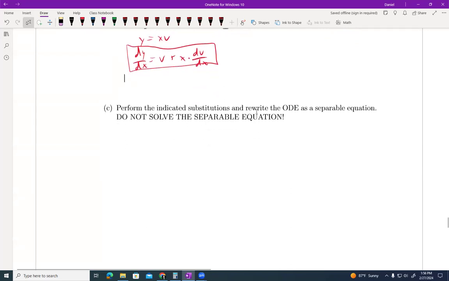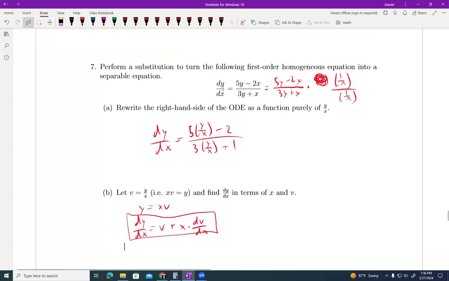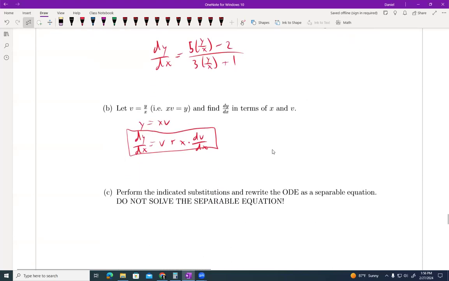Now we're going to perform the indicated substitutions and rewrite the ODE as a separable equation. So we're going to take our dy/dx and replace it with what it's equal to. We got v plus x dv/dx. And on the right-hand side, we have 5v minus 2 over 3v plus 1.